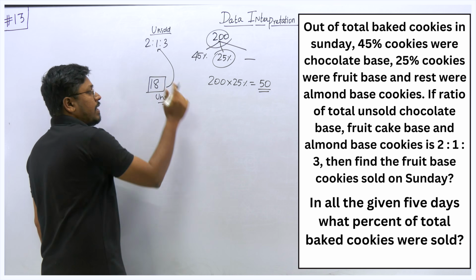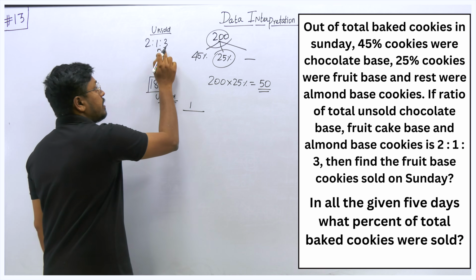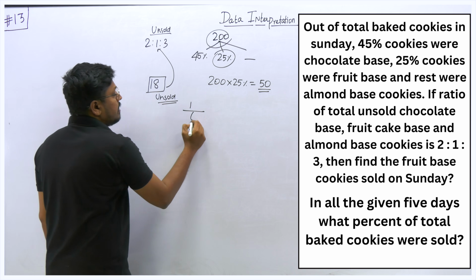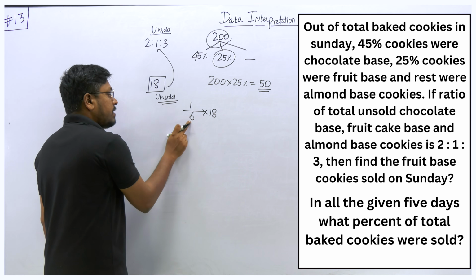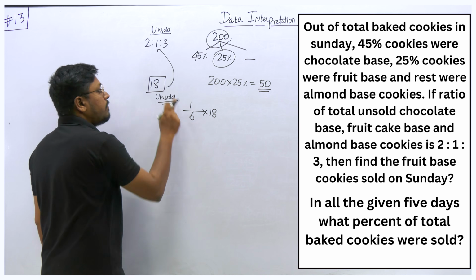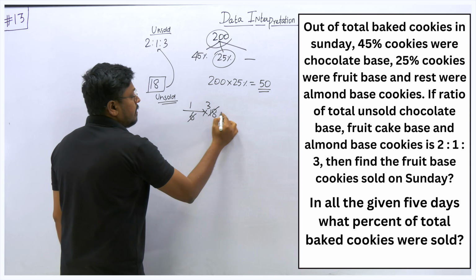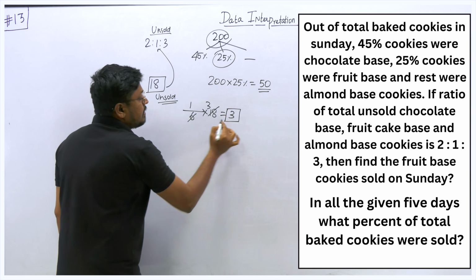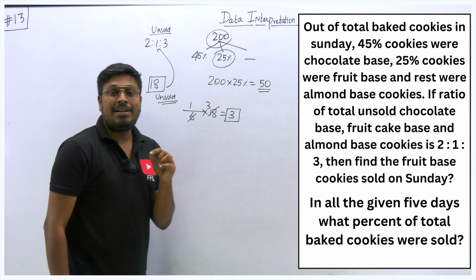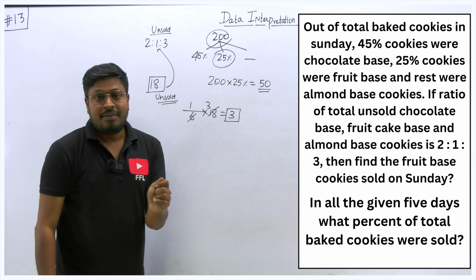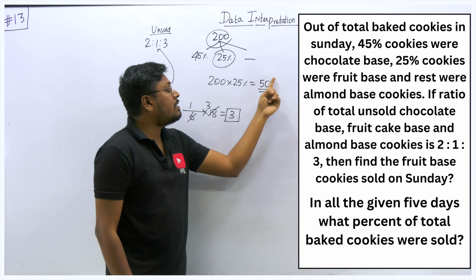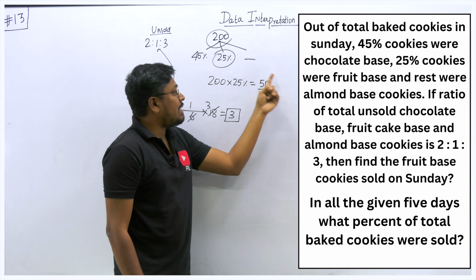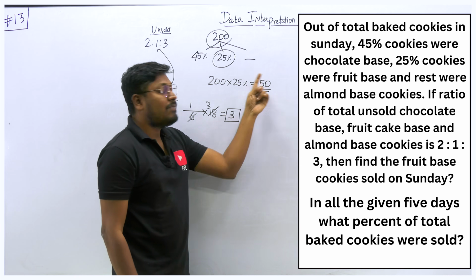1 part. So we can find 1 divided by the total 3, 4, 5, 6. So 6 into the total 18 cookies that were unsold, where 6 will be the total and 1 will be the fruit base. So we can say 3. So out of these 18 cookies unsold on Sunday, 3 cookies were fruit based, and we know that the total cookies baked on Sunday with a fruit base will be 50.